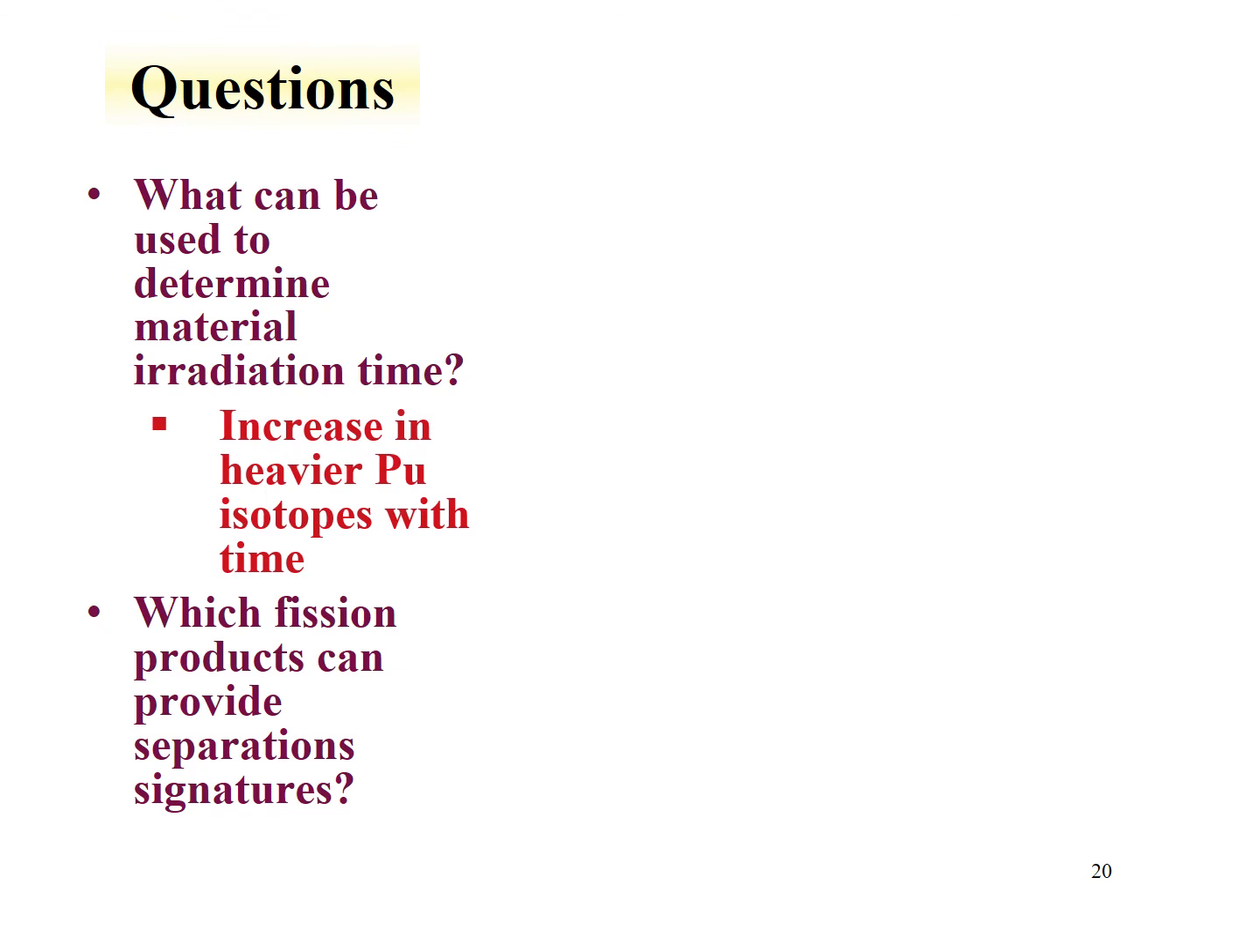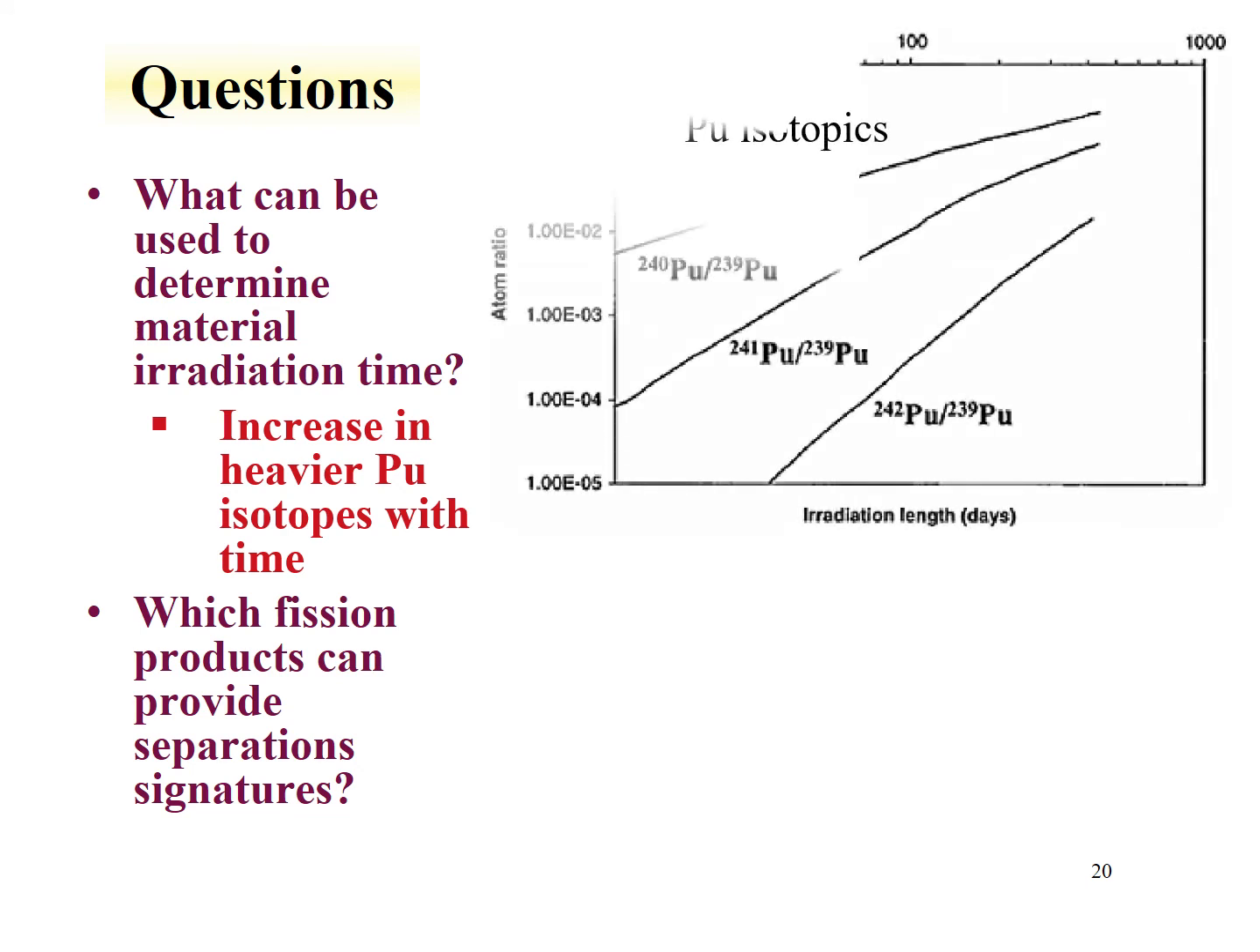You'll see an increase in heavier plutonium isotopes with time. So plutonium-239, as it sits in a reactor, one, is fissioning, and two, is capturing, producing plutonium-240, plutonium-241, etc. So the relative concentration of plutonium-239 decreases with time. And what one can do is evaluate the atom ratio of different plutonium isotopics, everything normalized to the 239. The values continually increase as the length of irradiation increases. So the atom ratio can go anywhere from a number greater than 0.1 to values well under 1 times 10 to the negative 5.